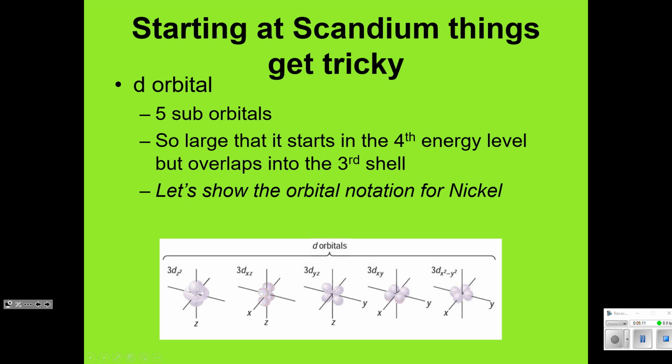Look at your picture for the F. How many suborbitals do you count for the F there on your sheet? 7. How many electrons then? 14.